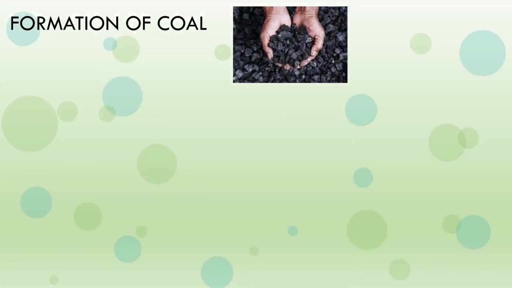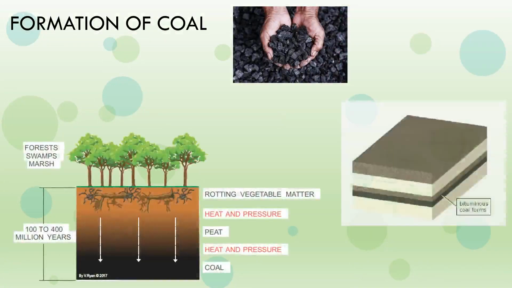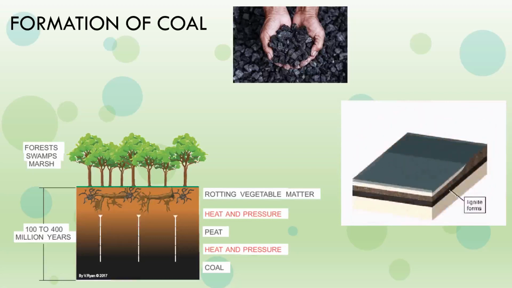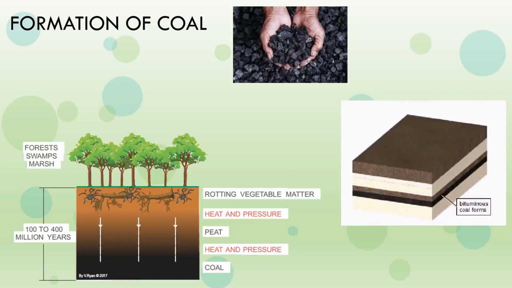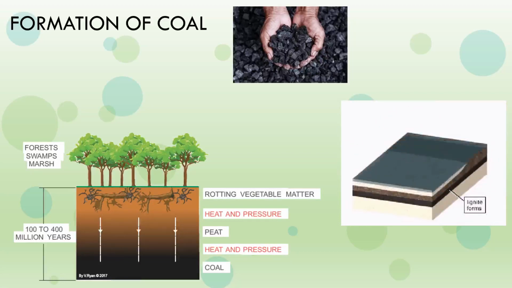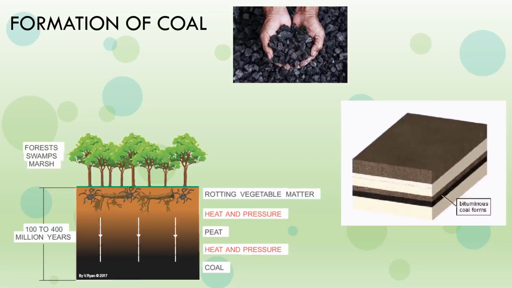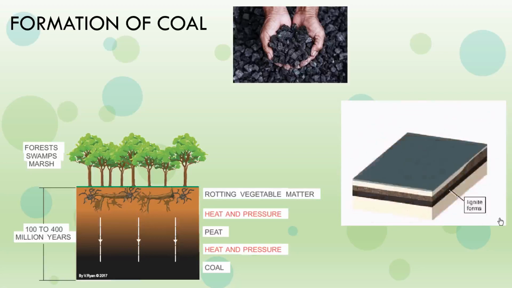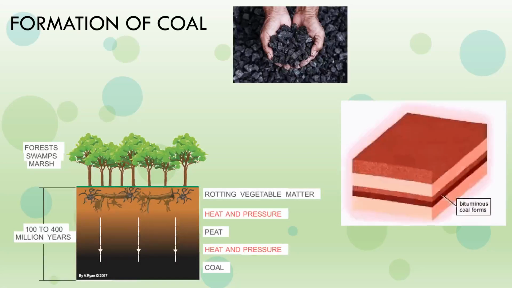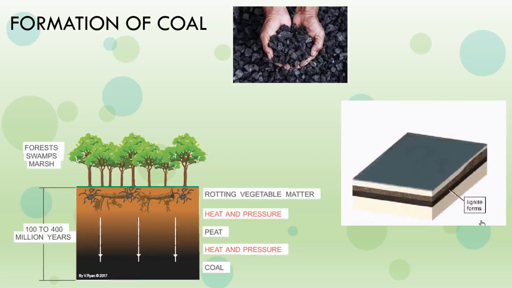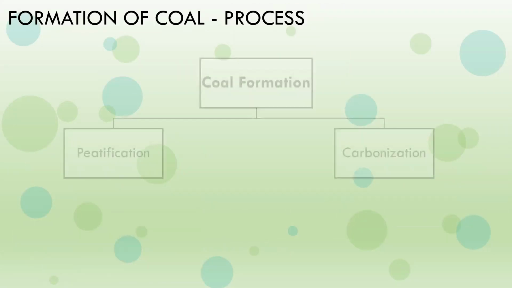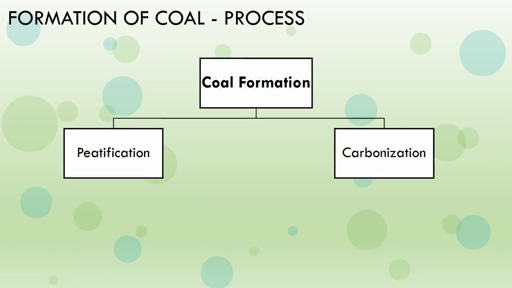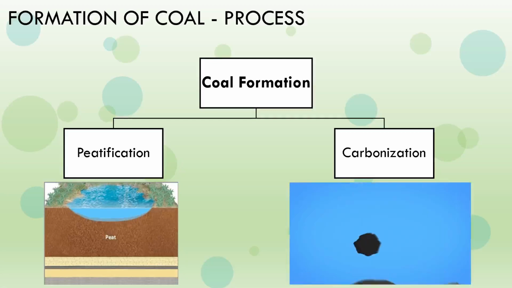The formation of coal takes millions of years, which is why it is an exhaustible and non-renewable natural resource. It was formed around 300 million years ago when the earth was covered with swampy forests. Now, the process for the formation of coal. There are two main phases in coal formation. They are petrification and carbonization.